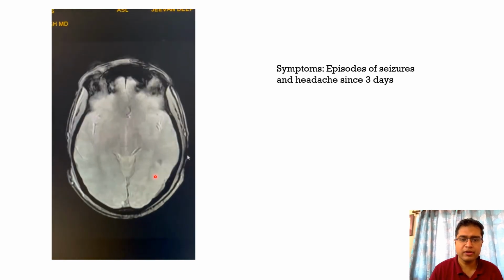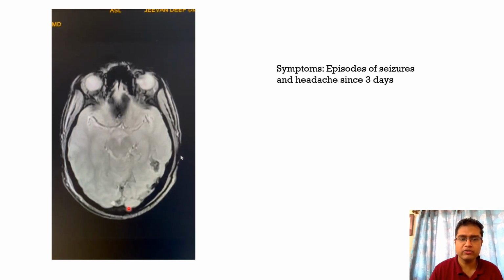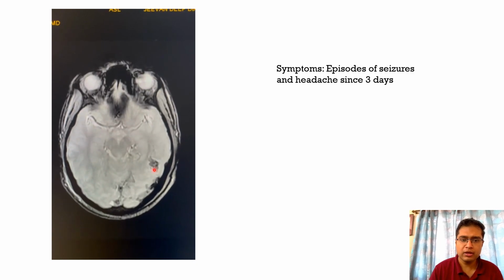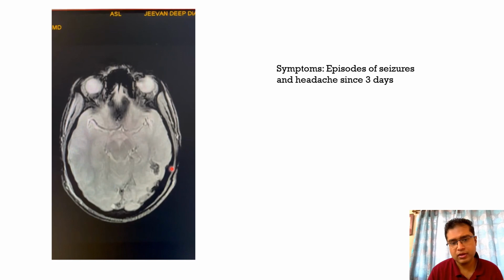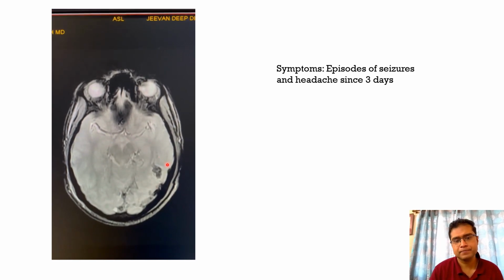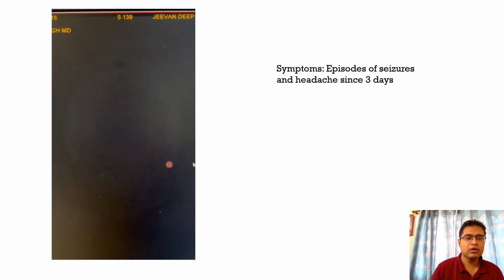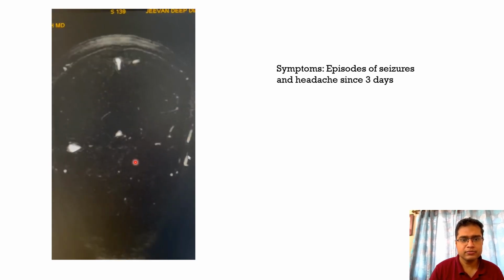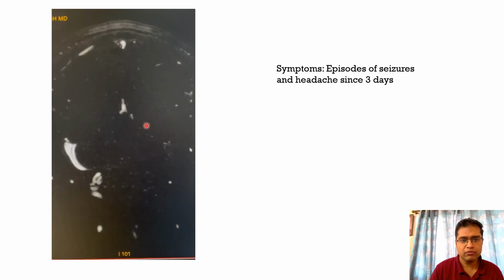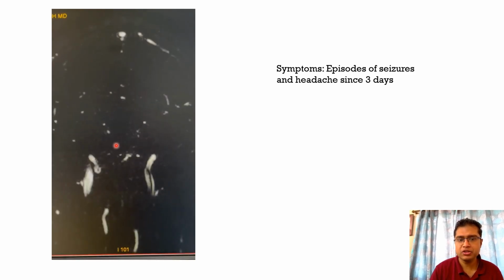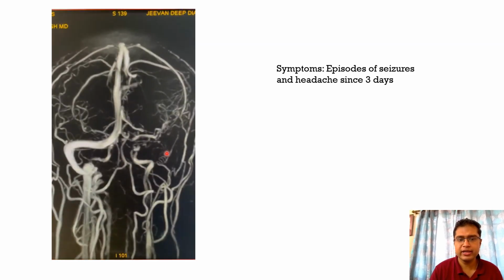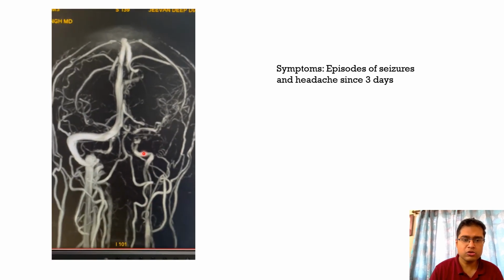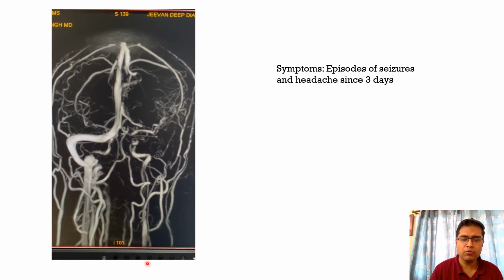These are the GRE images where we can see intense blooming along the transverse sinus and also in the draining territory, suggesting hemorrhage in this particular area. These are the MR venography images, where we can see that there is no opacification of the left transverse and the sigmoid sinus, and the jugular vein is also less opacified, suggesting a partial thrombus even in the jugular vein.